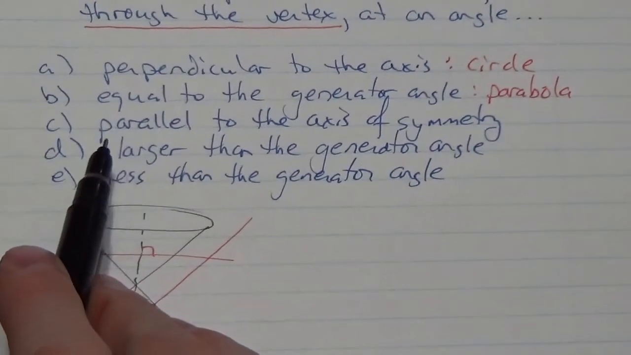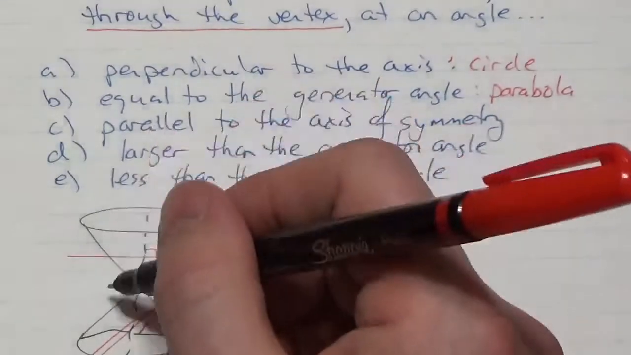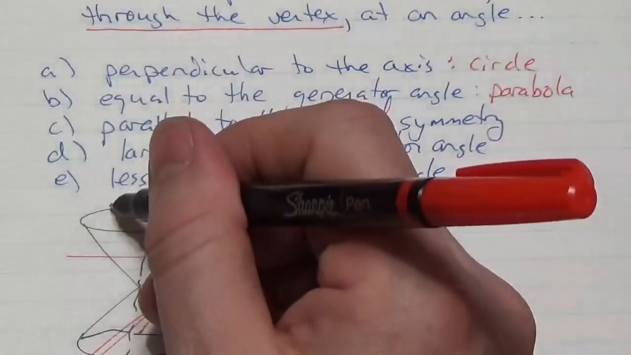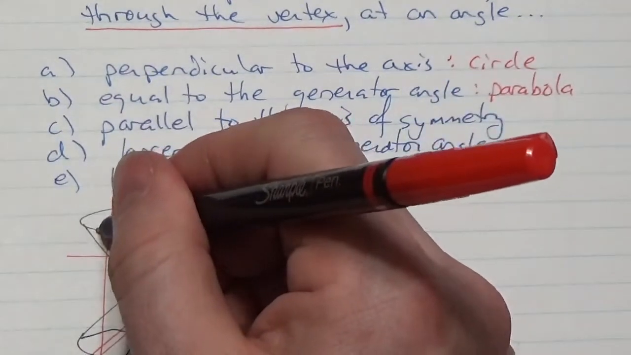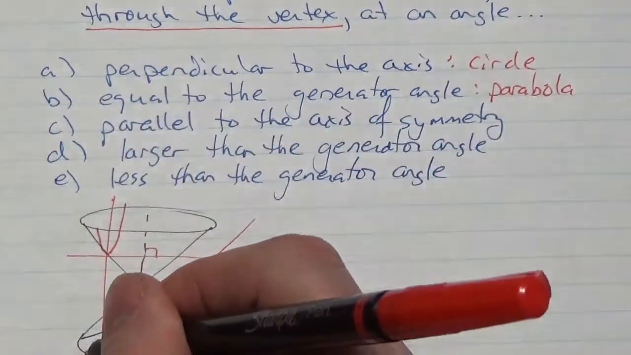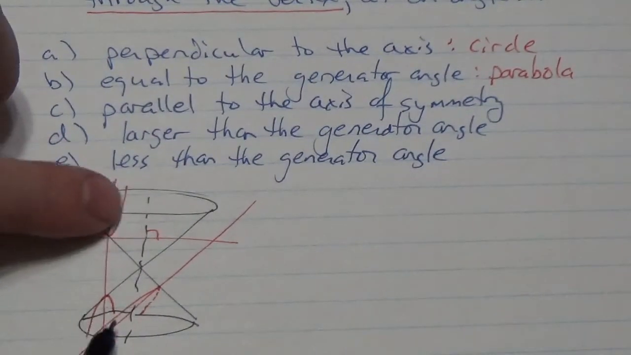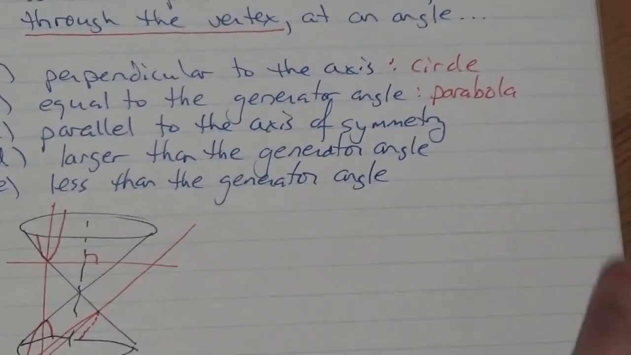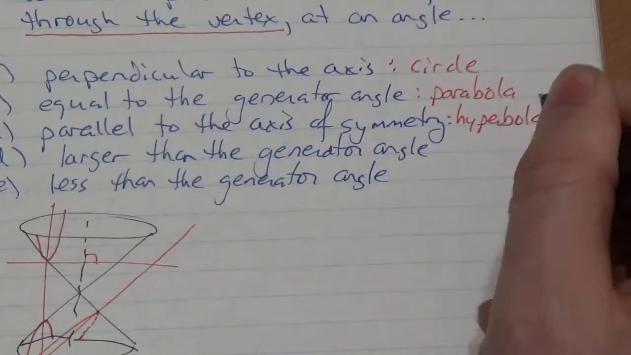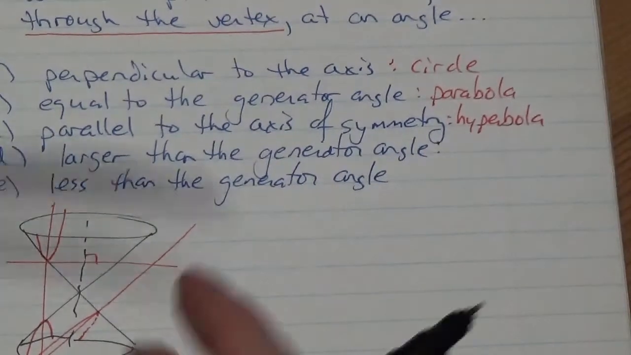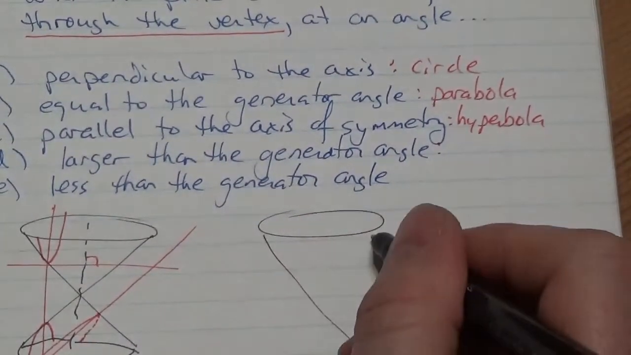Now what if our cut here is parallel to the axis of symmetry? Parallel to the axis of symmetry, that's going to be going straight up and down here. If I put a cut through there like that, that's going to hit this part of the cone and this part of the cone. So what I end up with here is a curve that's got two branches to it. Well, the only one that has that is the hyperbola. Now, I've clearly used that one up. Let's do this again.